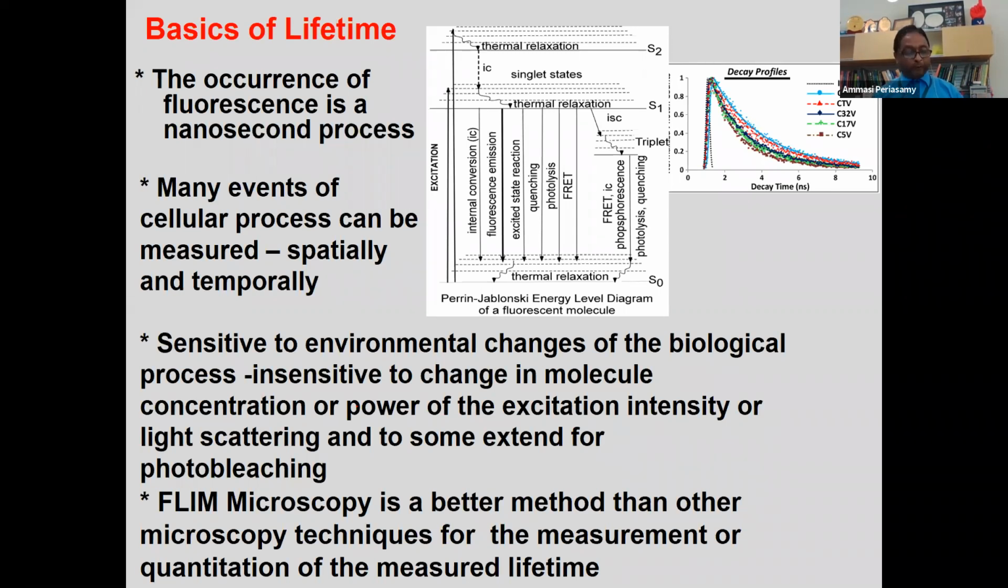Most of the fluorophore molecules we use for biological applications have lifetimes within 1 to 5 nanoseconds, and for some fluorophores even microseconds, depending on the solvent. Mainly the lifetime depends on the solvent effect. If you change the solvent in which you dissolve the fluorophore, the lifetime value will change. So it is mainly sensitive to environmental changes of the biological process, and insensitive to changes in molecule concentration, the power of the excitation intensity, light scattering, and to some extent photobleaching. So the FLIM microscopy technique provides spatial and temporal information of the biological events.